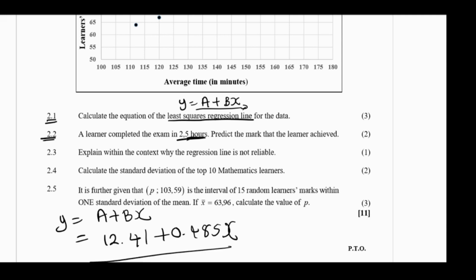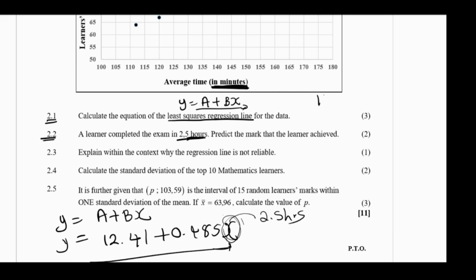So this is your equation that you found in 2.1. You just need to substitute where there's x, because x represents time. In this case, you are given 2.5 hours. But you can't substitute 2.5 hours in the equation because x represents minutes, right? Your average time is in minutes. So you need to convert these 2.5 hours into minutes.